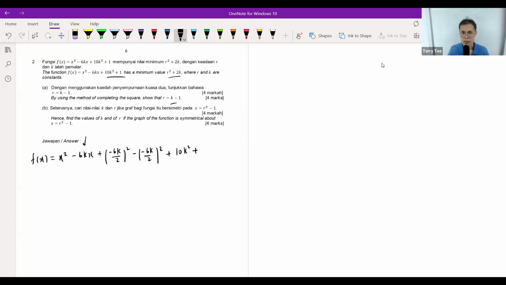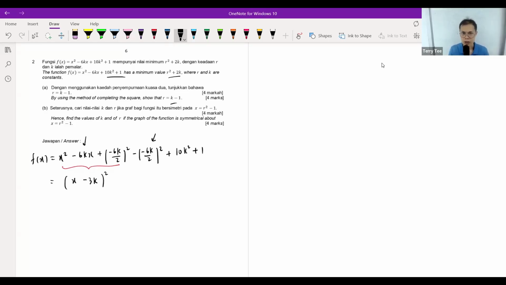10k squared plus 1. Now, the very reason why we add this number is that we're going to combine these 3 terms into a bracket squared. If you have x squared, you square root it, you get x. Minus 6k, you divide by 2, you get minus 3k. We can write this minus 3k right away.